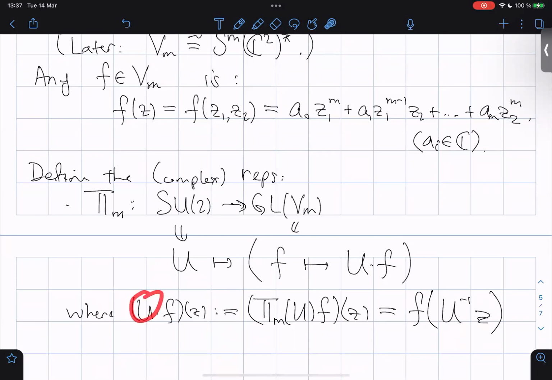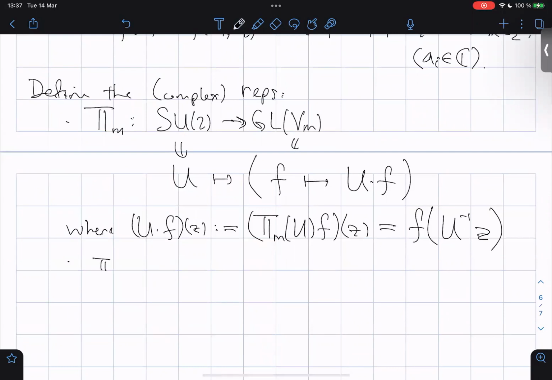I'm doing this inverse because otherwise I'm not going to have the axiom for group homomorphism being satisfied. It would be an anti-homomorphism. So when talking about group actions, I'm also talking about a left action. If I didn't put this there, it would be a right action. So I need that to make everything consistent.